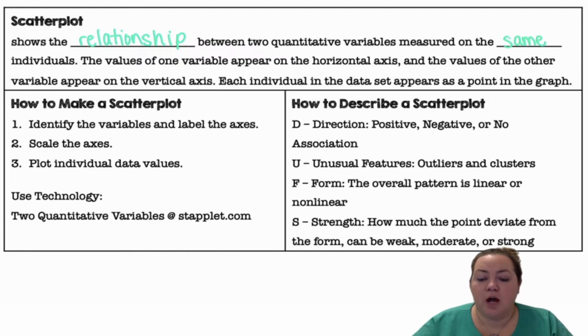How to describe a scatter plot. We're going to use this acronym DUFS, which stands for Direction, Unusual Features, Form, and Strength. For direction, we're going to say it's positive, negative, or no association. Unusual features would be any outliers or clusters. The form is the overall pattern. Is it linear or nonlinear? And then the strength, how much the points deviate from the form.